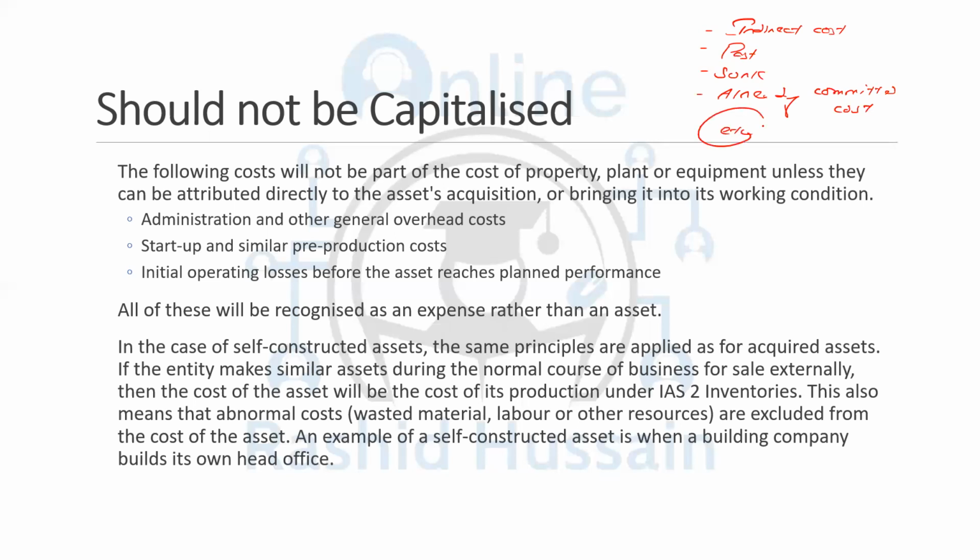Any indirect cost, which includes any past cost, sunk cost, already committed cost, such as the administration cost, is going to be incurred irrespective of the asset being constructed or the asset being purchased, such as the general overheads, the fixed overheads, which are going to be incurred irrespective of the asset being purchased. So that is not associated directly with the purchase of the asset.